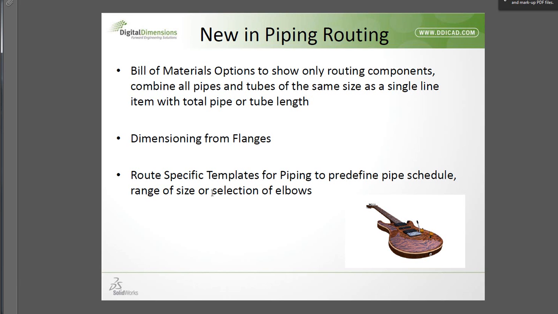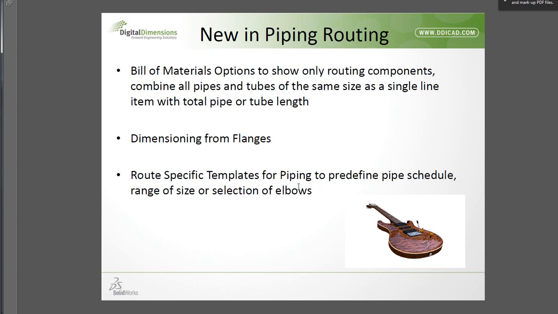One last thing I wanted to show you that's new in SOLIDWORKS 2012 in routing on the piping side is they added a specific template. You can create custom templates for piping to predefine things like pipe schedule, different sizes and selections of elbows. So I'm just going to go ahead and show you that.